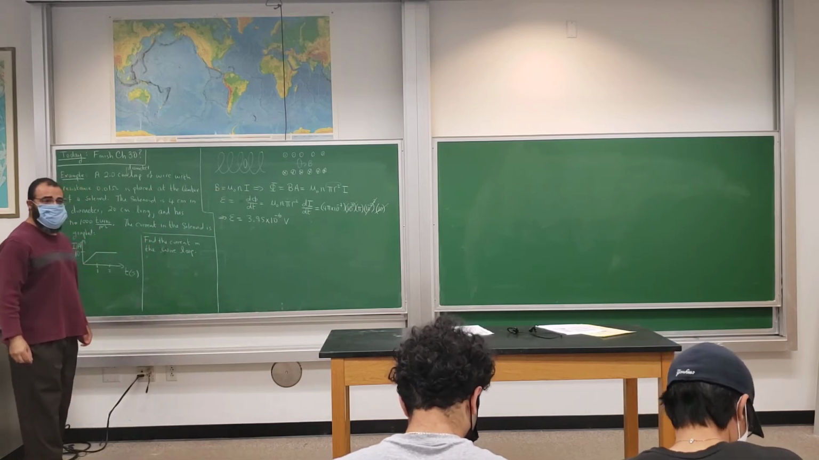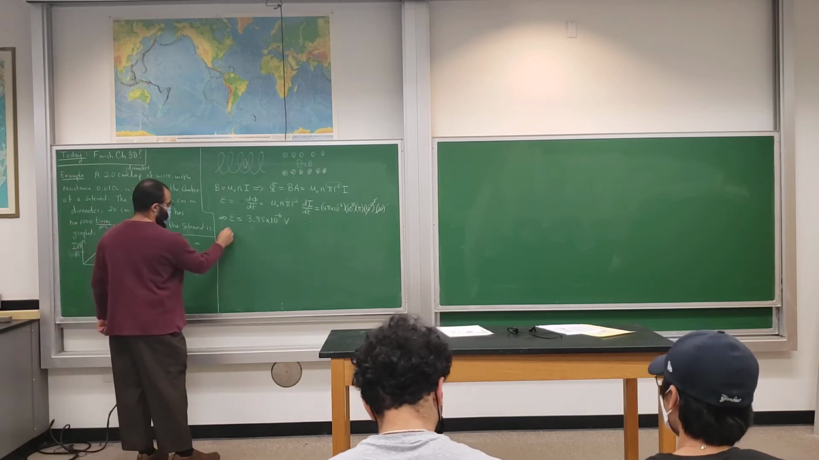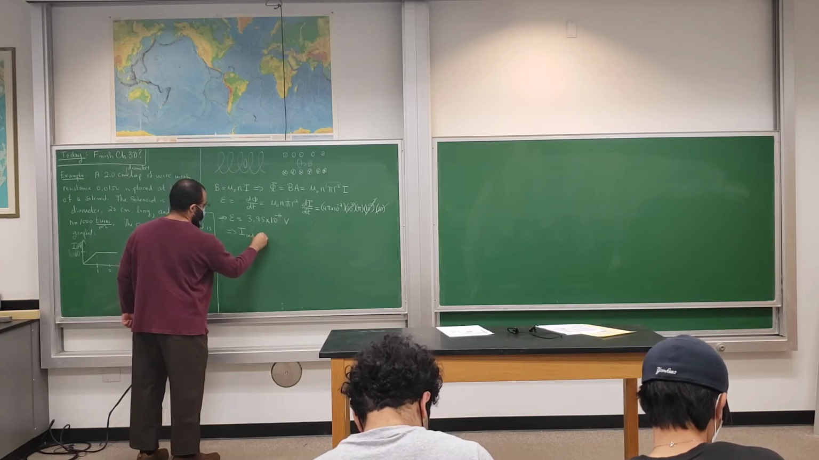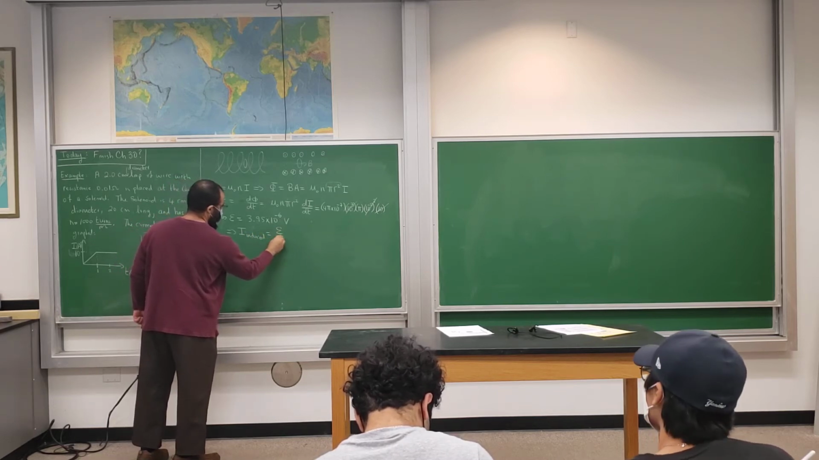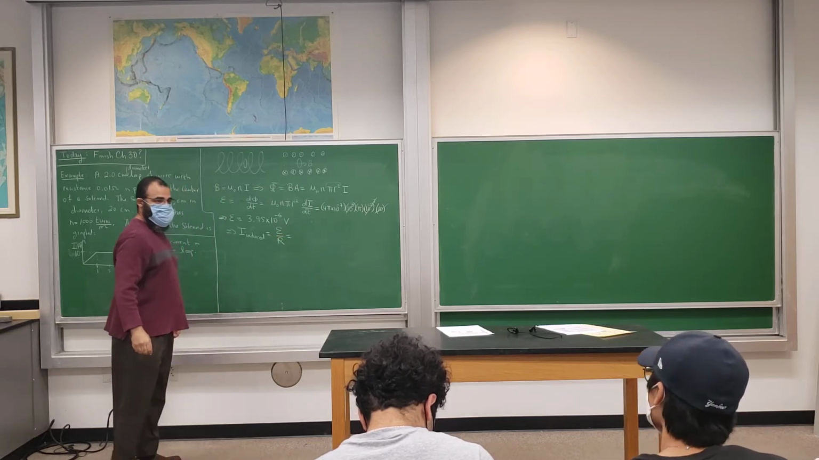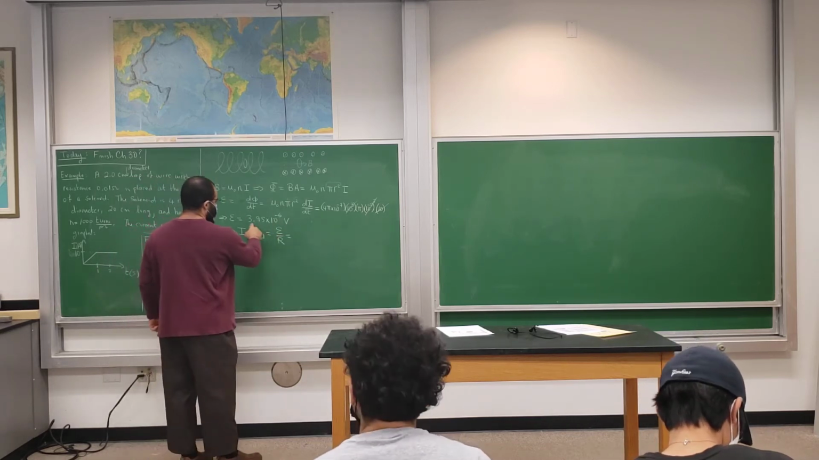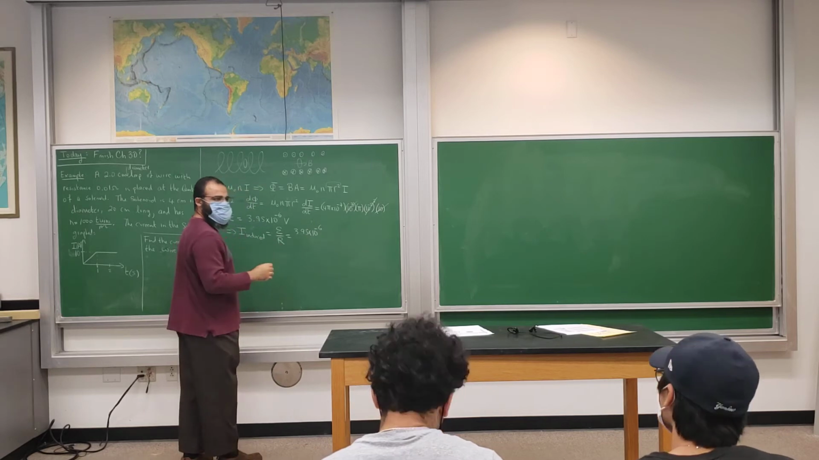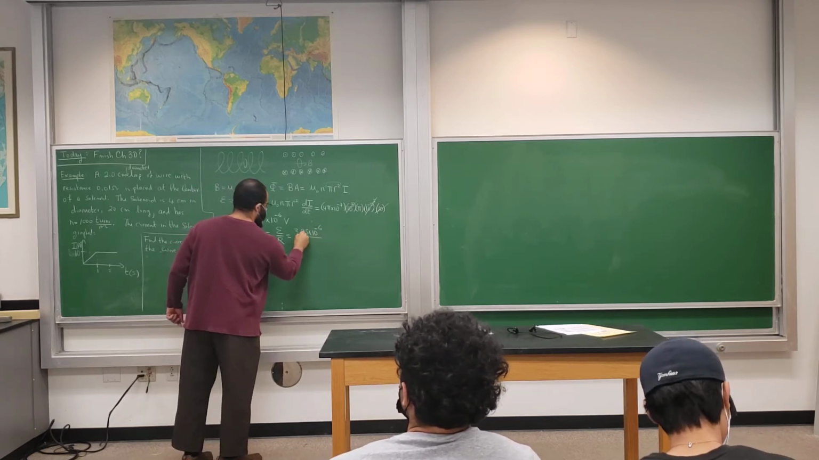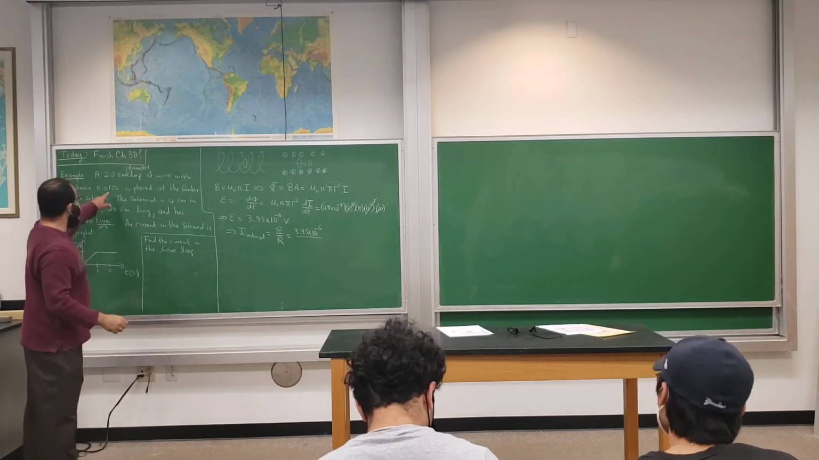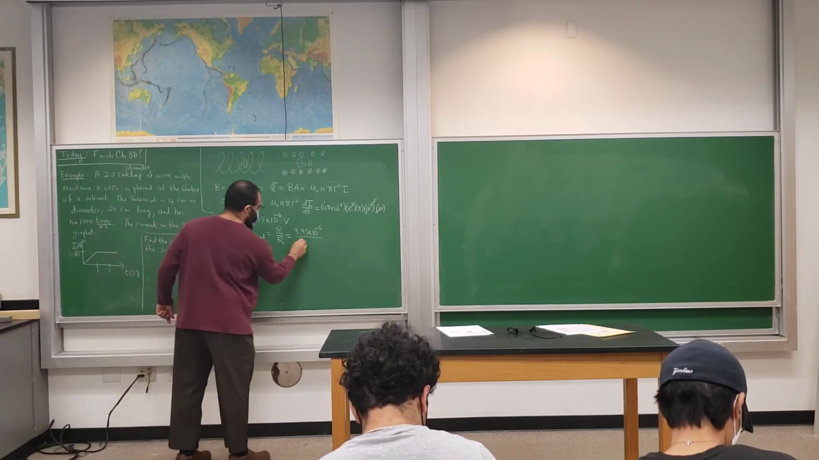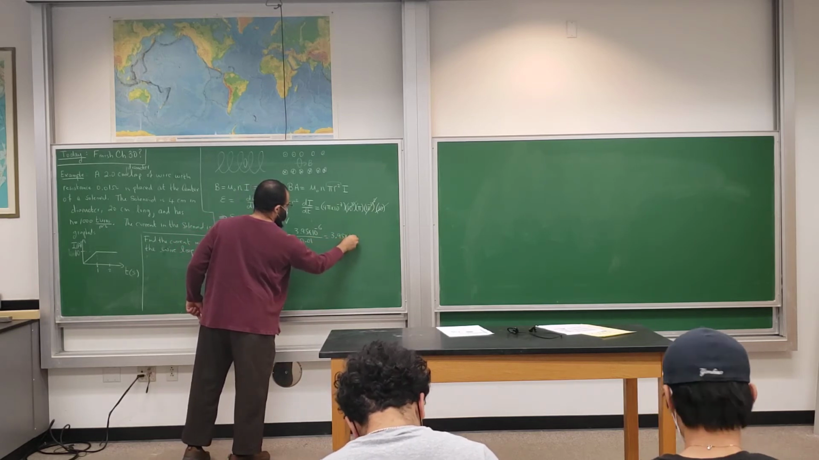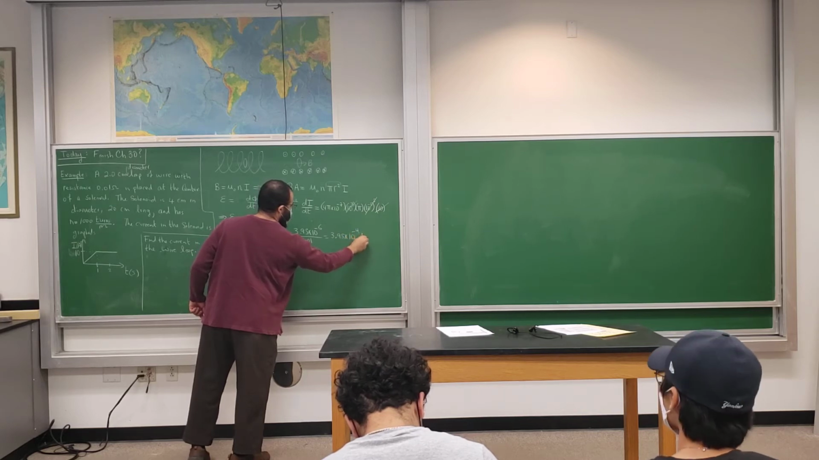Okay. Therefore, the induced current, I induced, will be the EMF over the resistance, Ohm's law, right? V over R. So you got 3.95 times 10 to the minus 6, and the resistance of this is 0.01. So you got 3.95 times 10 to the minus 4 amperes.